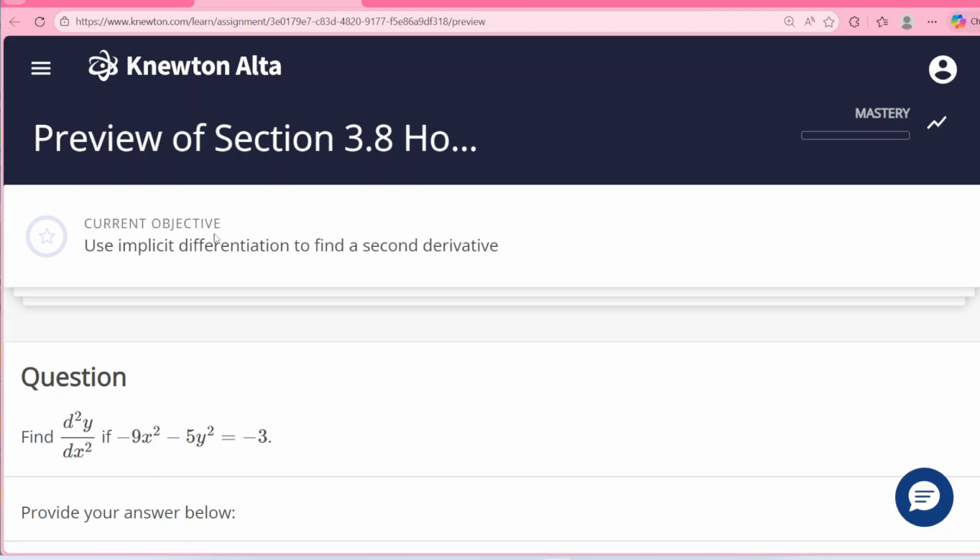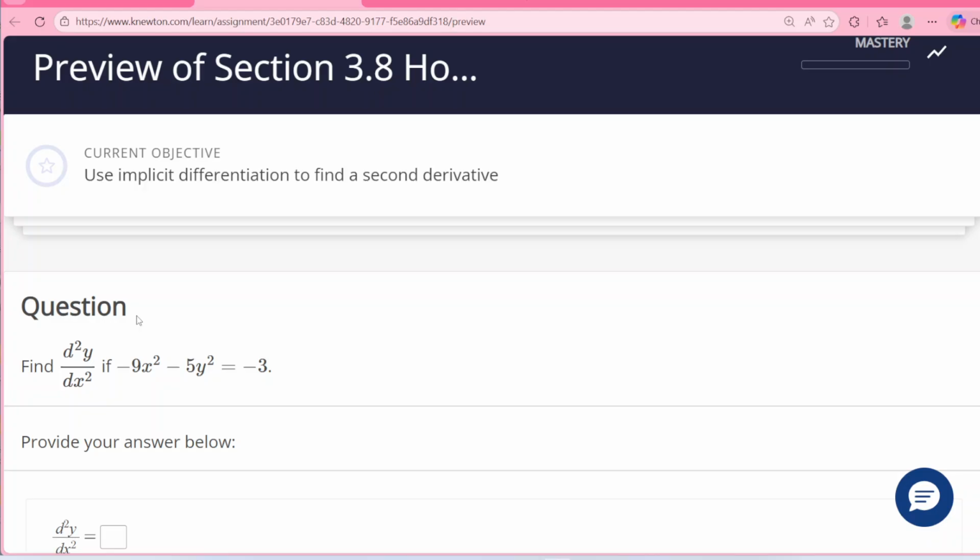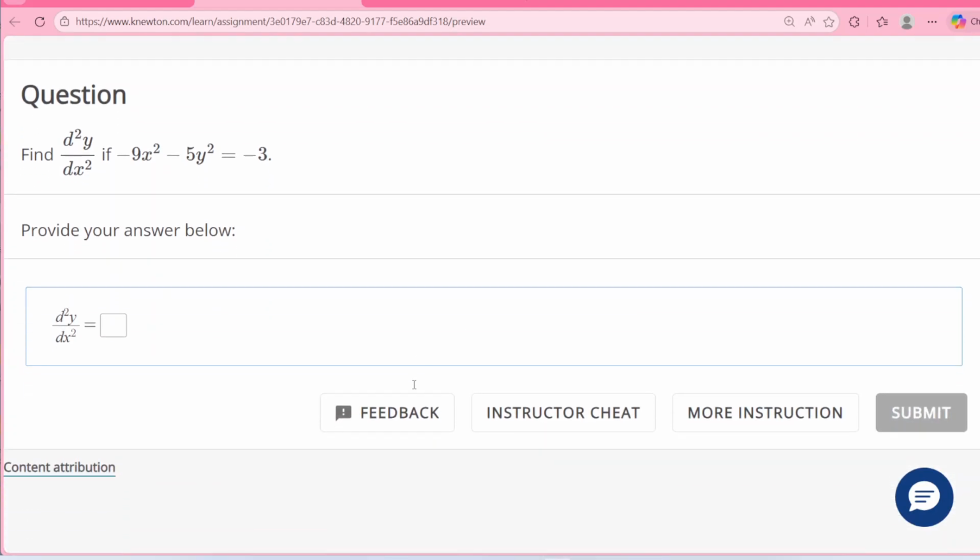You then have a current objective, a question beneath it related to that objective, and then at the bottom of every question, you should see a feedback button. So if you're seeing any problems with the question or the answer explanations after a question, click on this feedback and you can send your issue directly to Knewton Support, and hopefully they get back to you relatively quickly and help you fix whatever issue you may have.